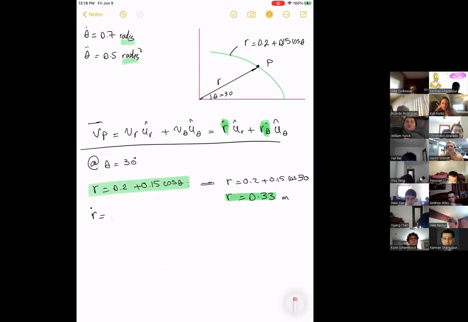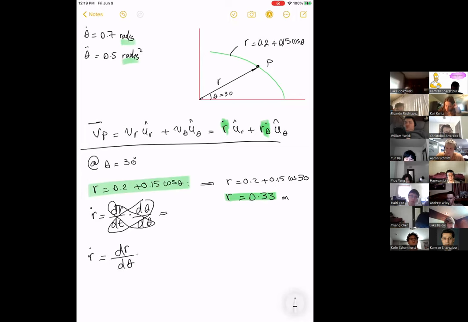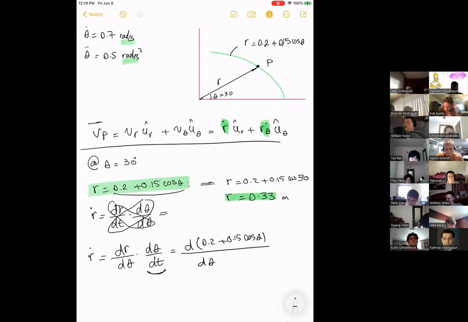There's something you should remember from your calculus years ago, like a couple of years ago. I'm going to explain how you do it. Please, everybody, pay attention, because we're going to do this a million times in this course. I can write dr/dt. Can I multiply it by d theta and divide it by d theta like this? Because d theta over d theta is 1. Now, I'm going to take these two together and these two together. So your r dot is technically dr/d theta times d theta/dt, right? Now I can substitute this function here. d of 0.2 plus 0.15 cosine theta over d theta. And how much is d theta/dt?